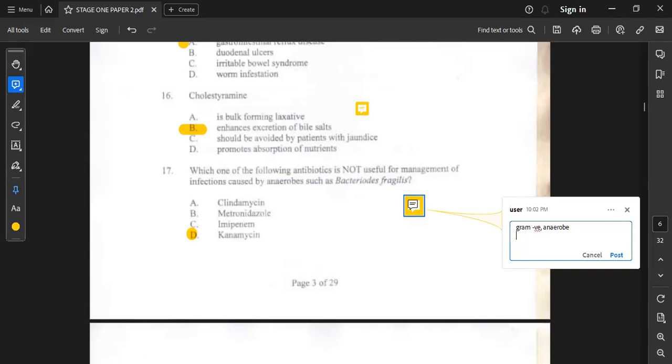I think my internet is bad. I can't hear you. It's unstable. She said it causes pelvic inflammatory disease.